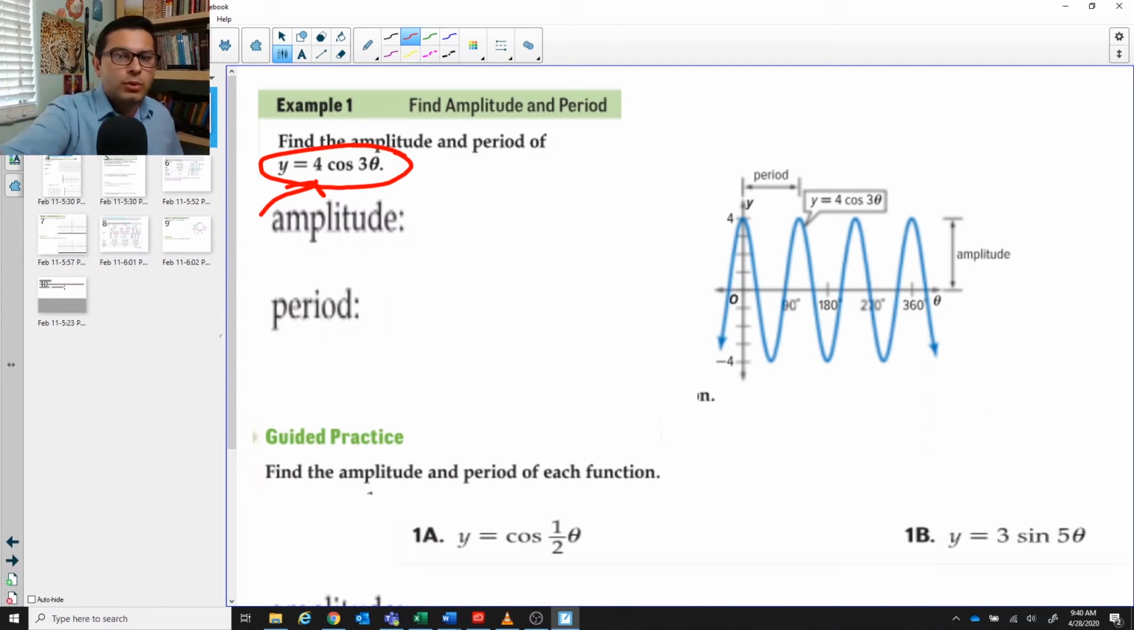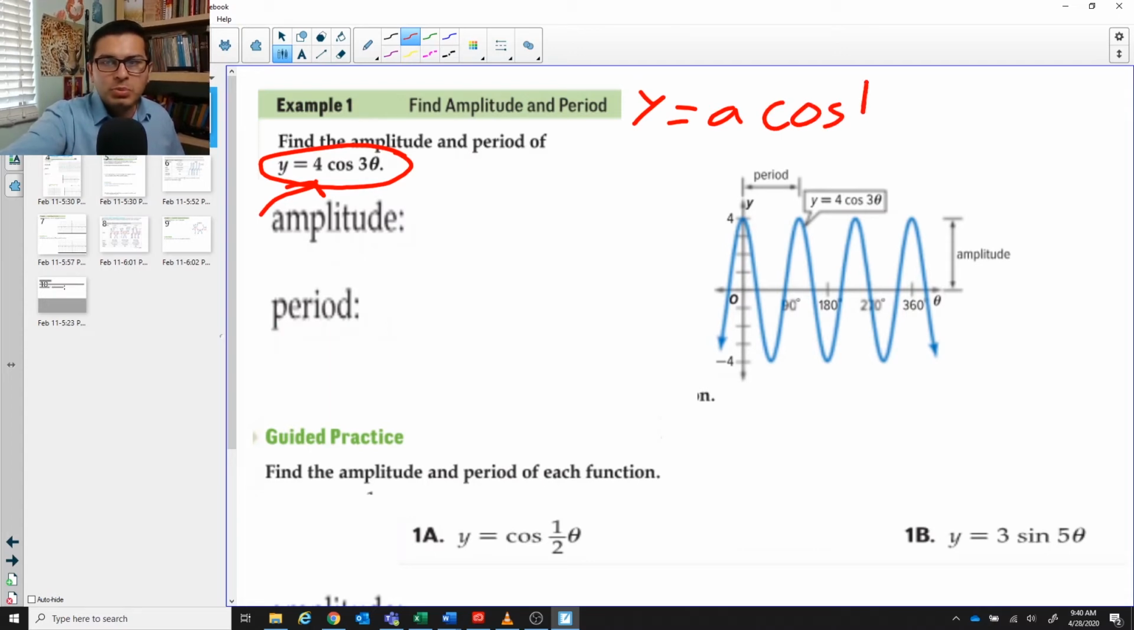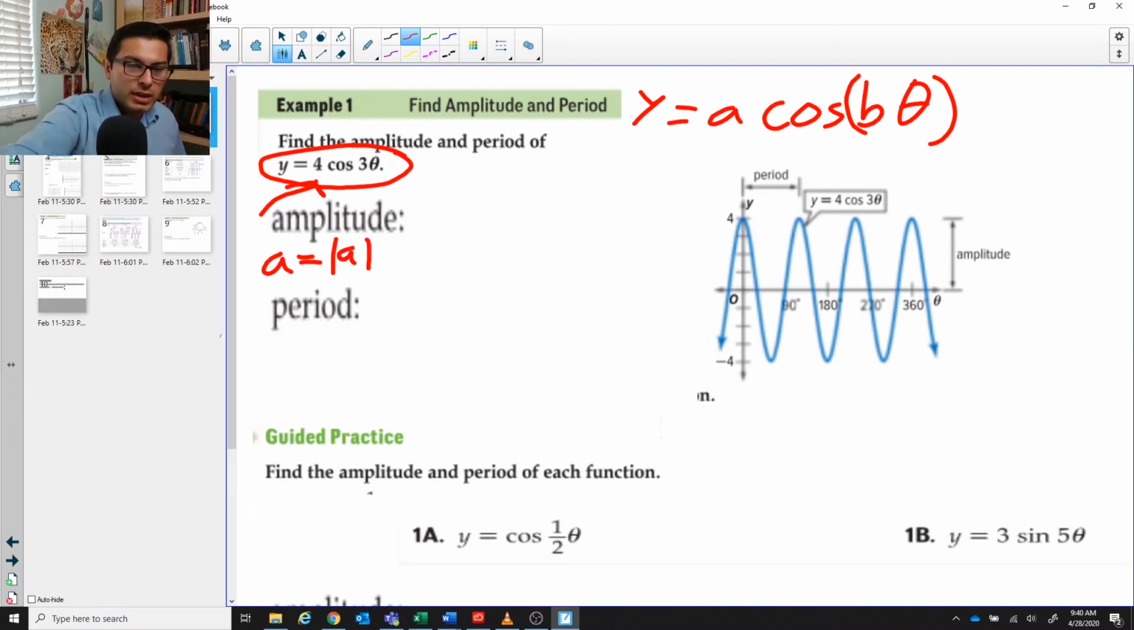Our almost general form of a trig function is going to be y equals a, the trig function, we'll say cosine right now, of b times theta, theta being our angle that we are graphing, and that's going to be inside of the trig function. So our a value is 4, that means our amplitude is 4, and that's kind of cool because our amplitude is going to equal whatever the absolute value of our a is, which makes it really convenient to show what our amplitude is. So our amplitude is going to equal 4.